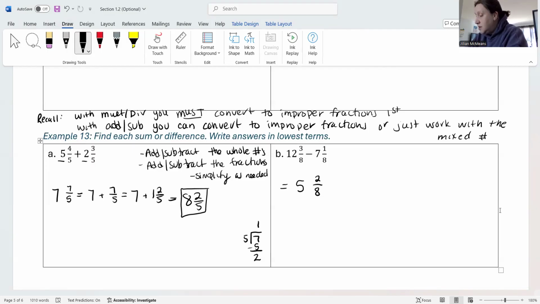But we do want to see if we can simplify the 2/8. So let's think about 2/8. 2, I like, is 2, it's prime. But 8, we could think of it as 2 times 4. So now you can see that 2 and 8 clearly have a factor of 2 that we could divide out.